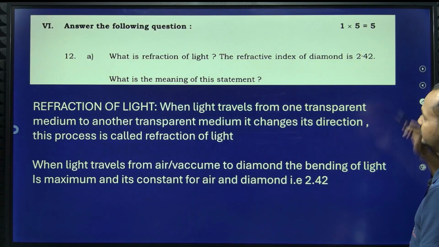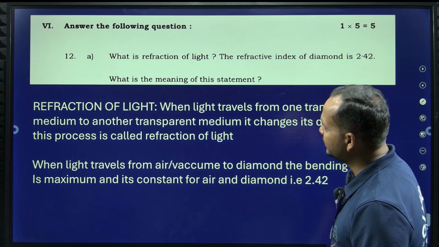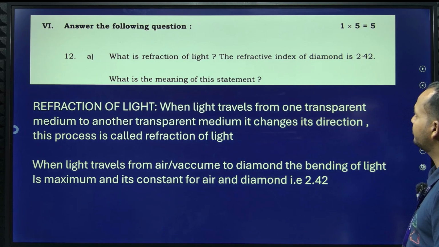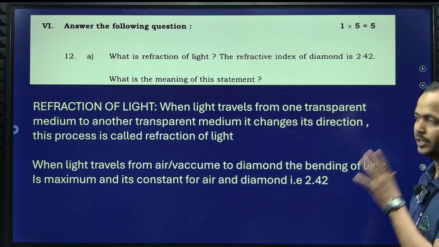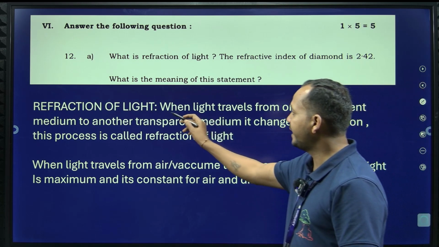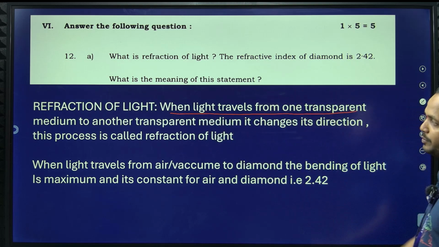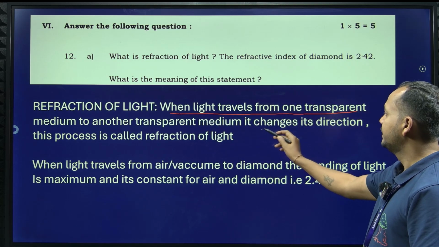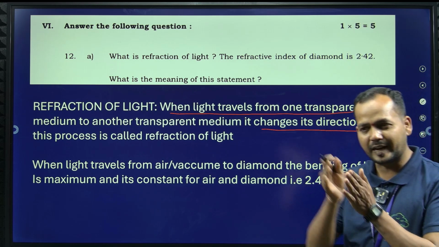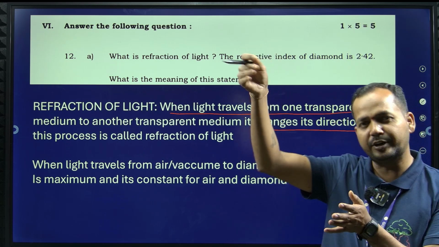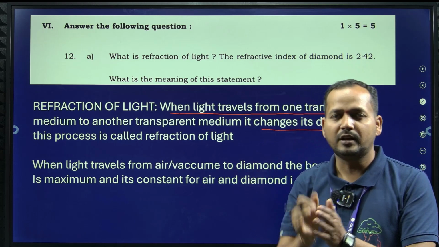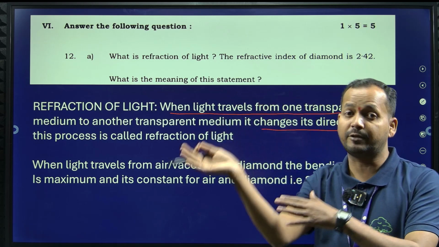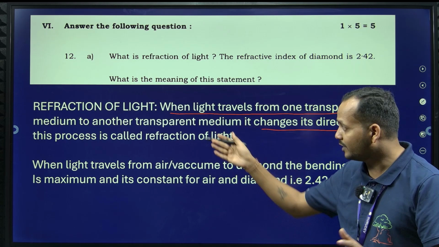Next, the 5-mark question. What is the refraction of light? The refractive index of diamond is 2.42. What is the meaning of this statement? Refraction of light: when light travels from one transparent medium to another transparent medium, it changes its direction. When light travels from a rarer medium to a denser medium, it bends towards the normal. When it moves from denser to rarer, it bends away from the normal. That phenomenon is called refraction of light.